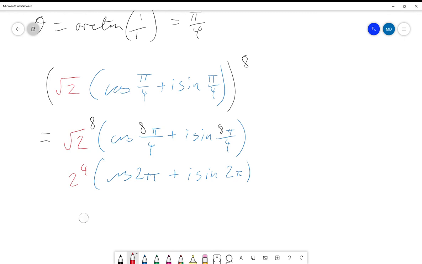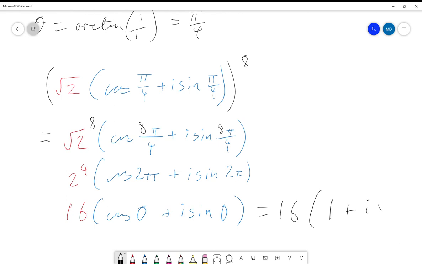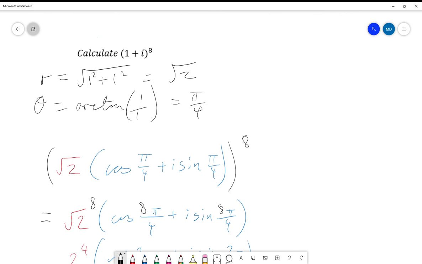So we've got 16 multiplied by cosine of 0 plus i sine of 0, because 2 pi is a full rotation, which gives us 16 multiplied by 1, cosine of 0 is 1, plus i times 0. And the imaginary part is being multiplied by 0, so it just disappears, and our answer is just 16. So the answer to this one up here, 1 plus i to the power of 8, is just 16. Just a real, whole number, no complex numbers whatsoever involved, 16.